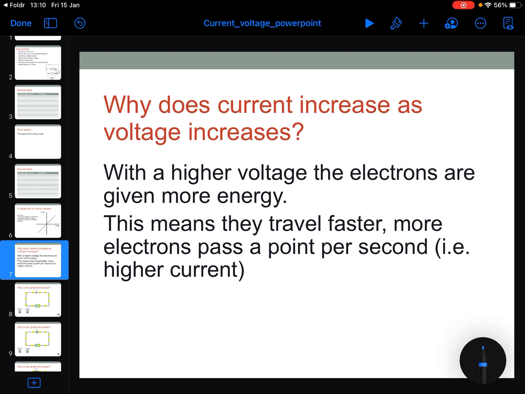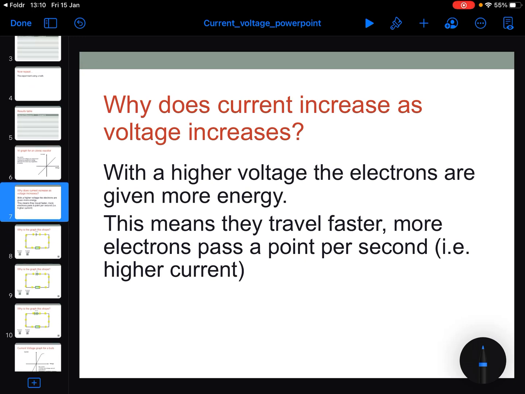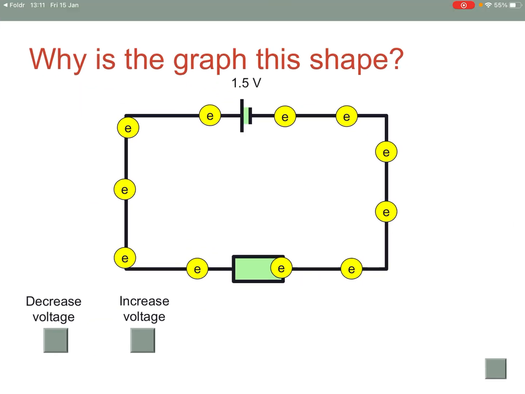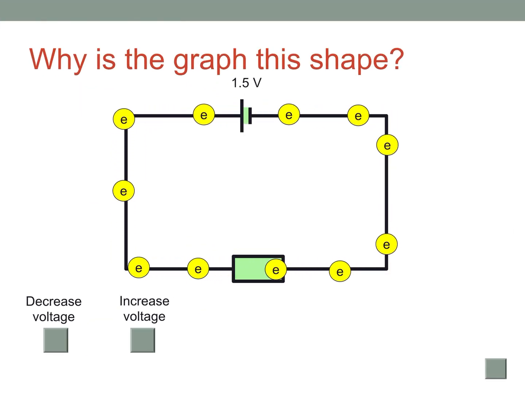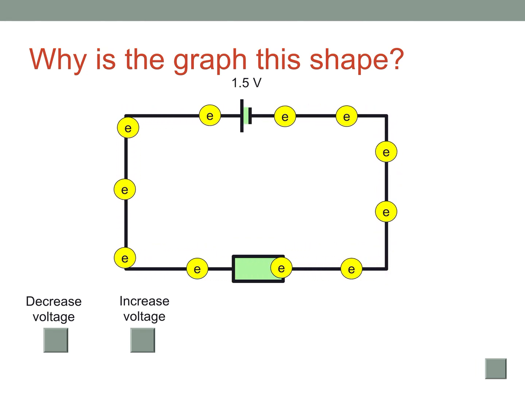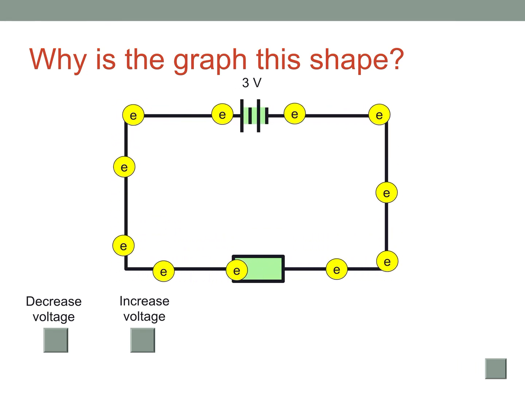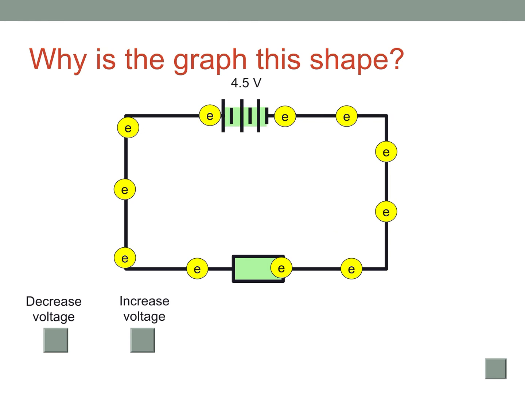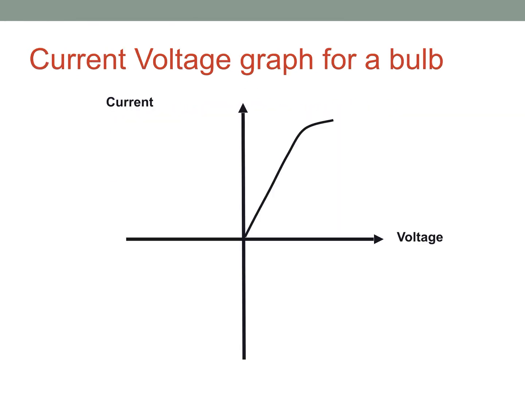With a higher voltage, the electrons are given more energy. This means they travel faster. More electrons pass a point per second, i.e. there is a higher current. So let me just play this. Here we go. We've got some electrons going around a circuit. If I add another cell there, so we've now got 3 volts, you can see the electrons go faster. Another cell, 4.5 volts, they go even faster, and so on and so forth.